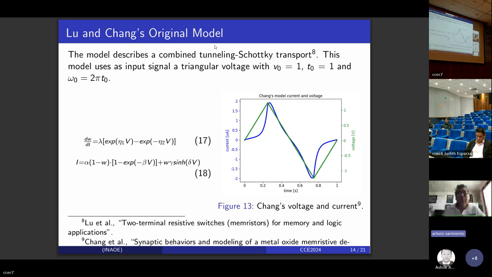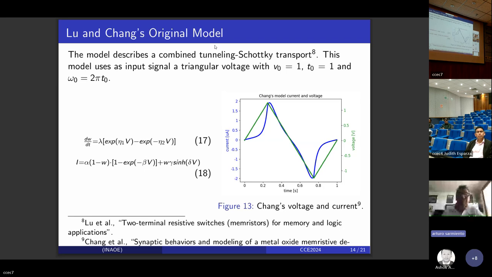This is another process that describes the mechanism of transport in the device. It is a combination of tunneling and Schottky transport, given in equation 17. As a result, we obtain the current through the device as a function given in equation 18, and the values of the parameters are fully described in the paper.